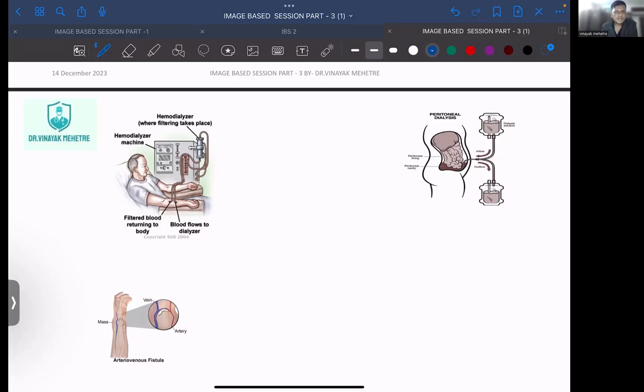How do we do dialysis? There are 2 types of dialysis. One is hemodialysis.